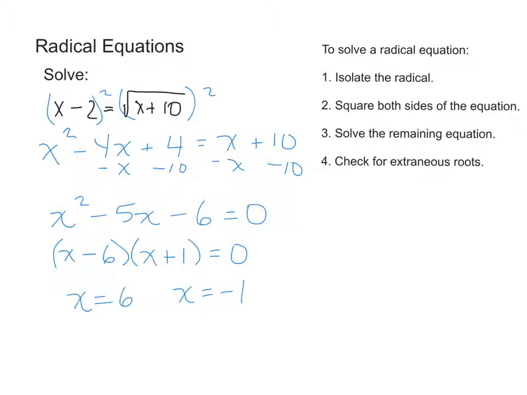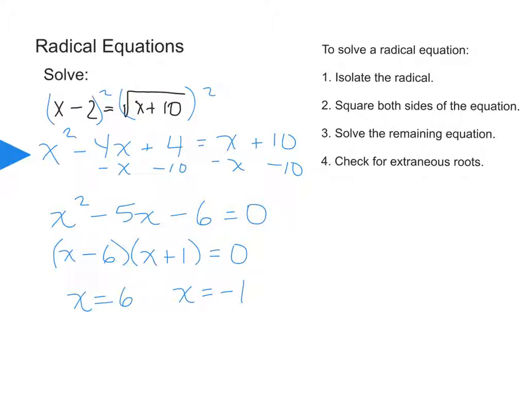The last step in solving algebraically is to check for extraneous roots. Extraneous roots are solutions to the modified equation, so in this case, solutions to this, but they're not solutions to the original. We do that just by plugging into the original equation and checking.